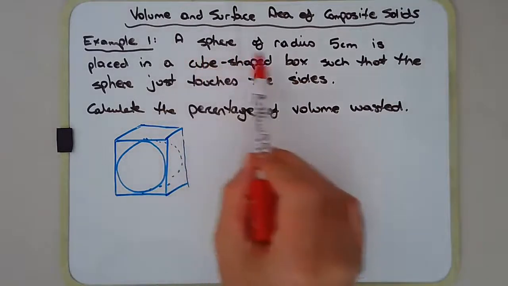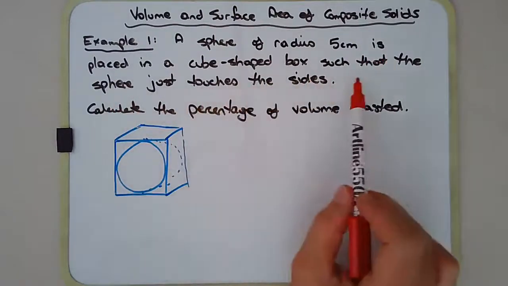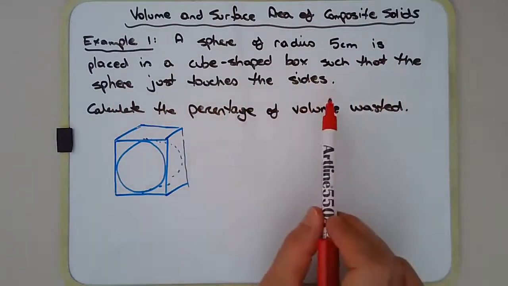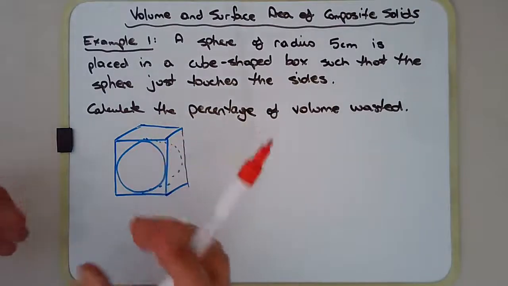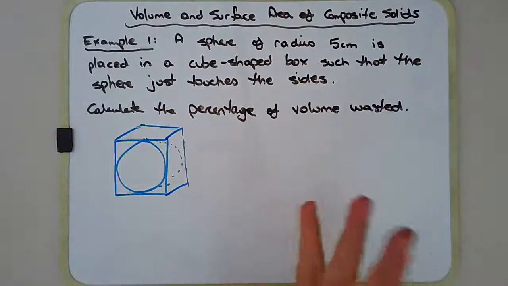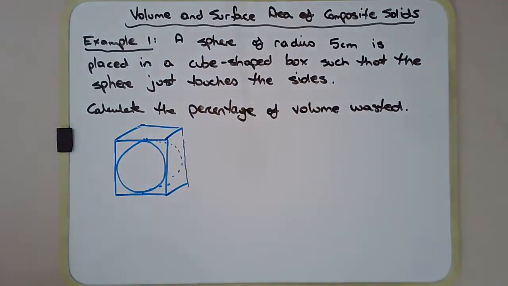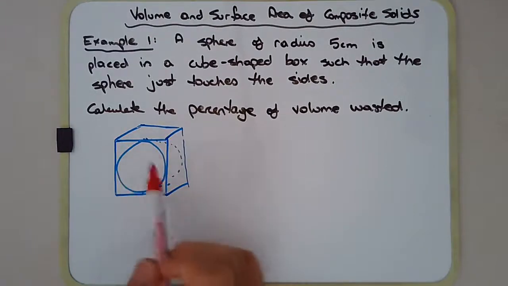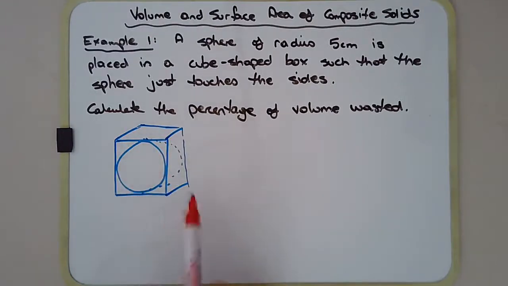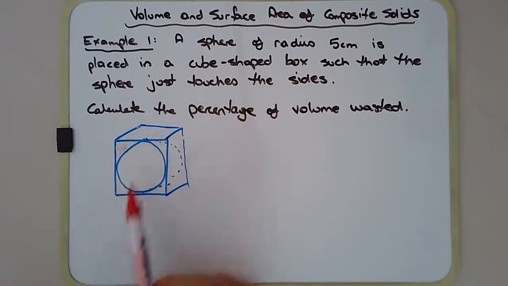In this case, a sphere of radius 5 centimeters is placed in a cube-shaped box such that the sphere just touches the sides. Think of a tennis ball fitting perfectly inside a cube. Calculate the percentage of volume wasted. Sorry, it's probably not the best attempt at drawing a sphere, but you could imagine that there's going to be some wasted volume.